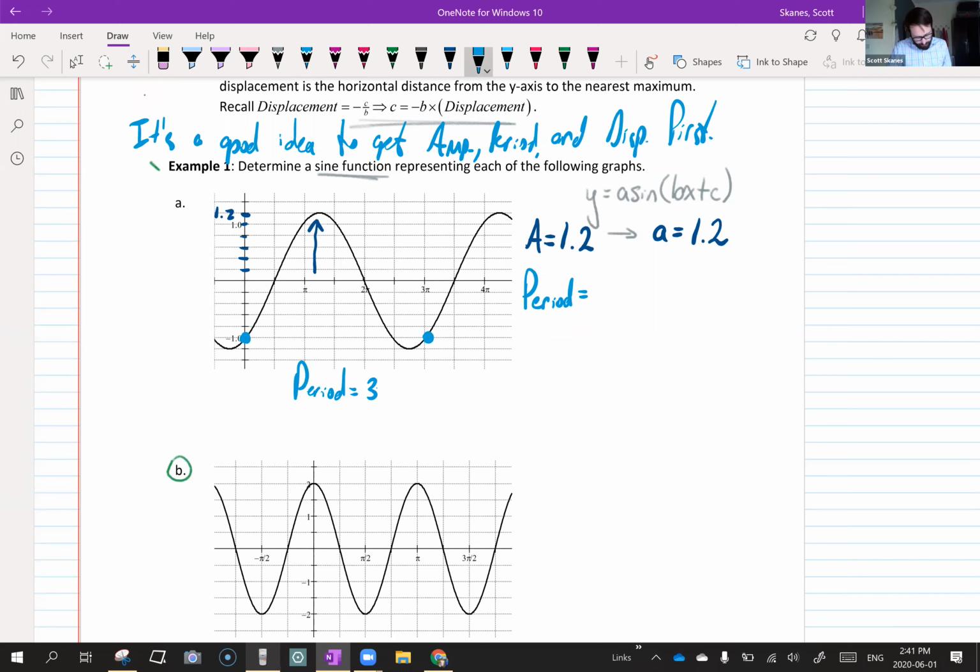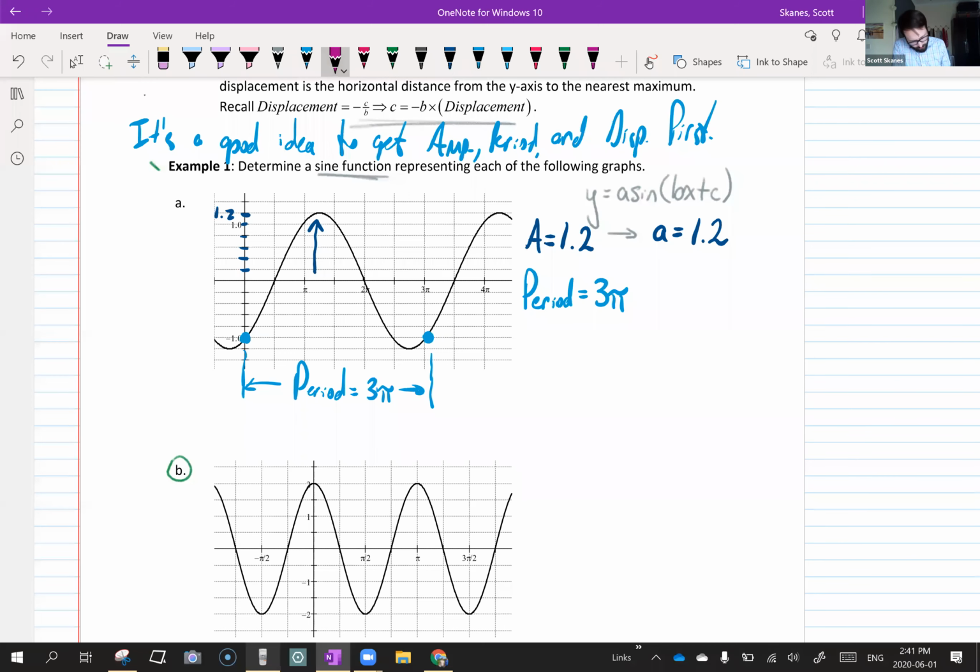I just saw some of you said that. Period is 3 pi. In my opinion, that's the fastest way to do it. Just look at your y-intercept and find another point that matches it. Just make sure you go up and down. You need to do a full cycle.